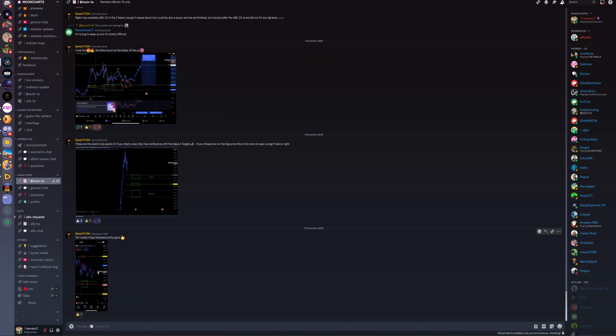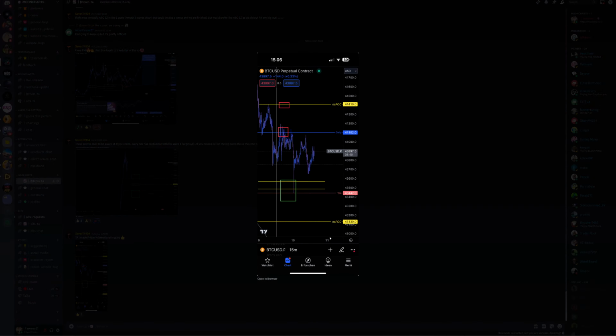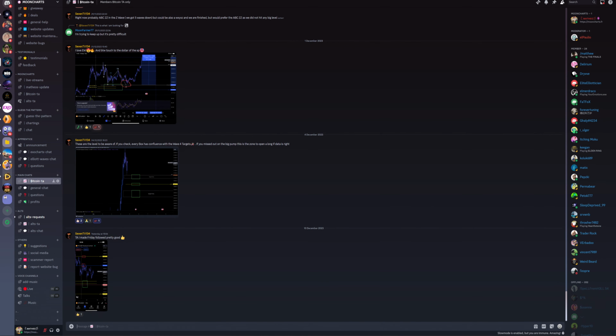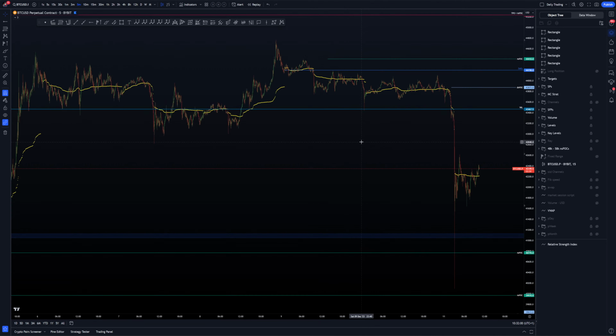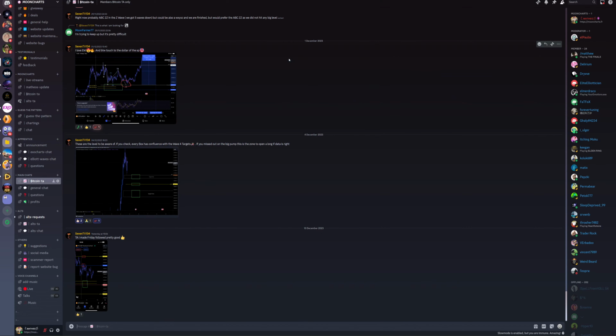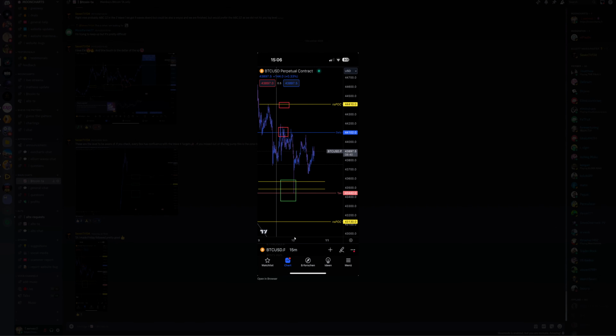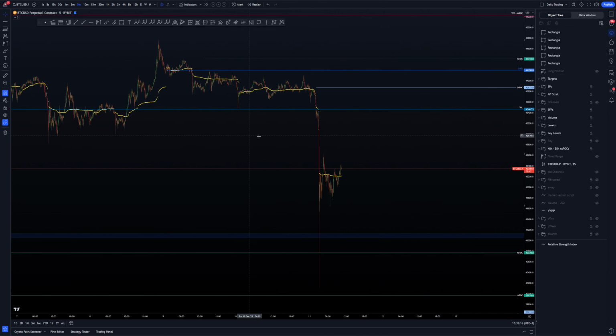Yeah, nice. 44,410. Oh yeah. Flip to support, flip to resistance, come back down, flip to resistance, bounce from support. Yeah, this was indeed well respected. That's pretty cool.